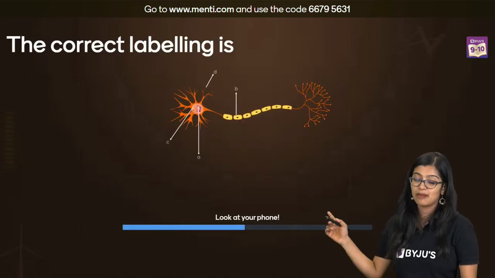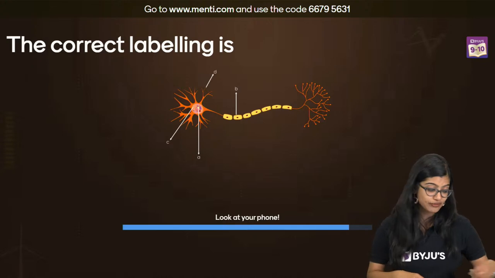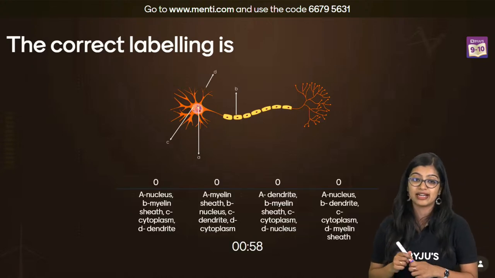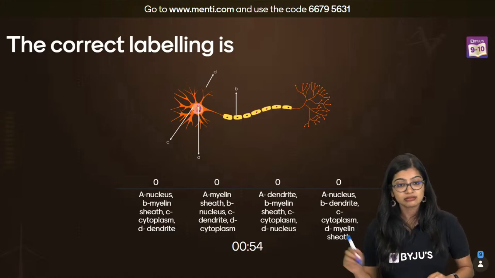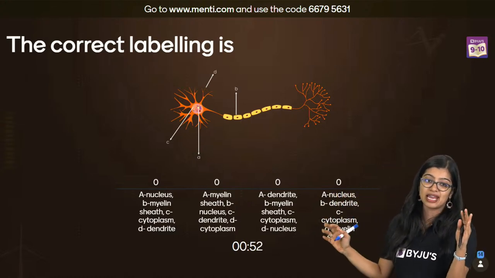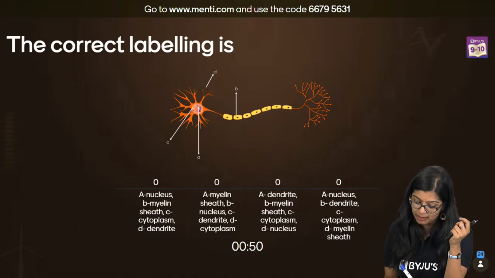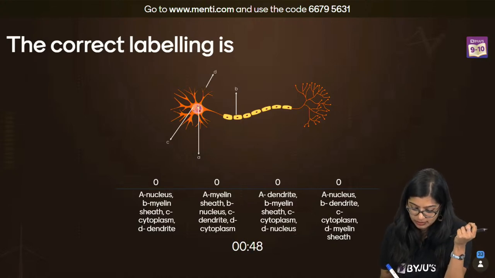So you have a labeling which is given to you. You have a neuron which is given to you. And you need to identify what is A, B, C, and D. Everyone, take your time and write this. I am also labeling this along with you.